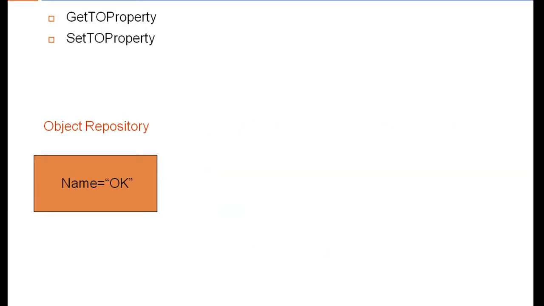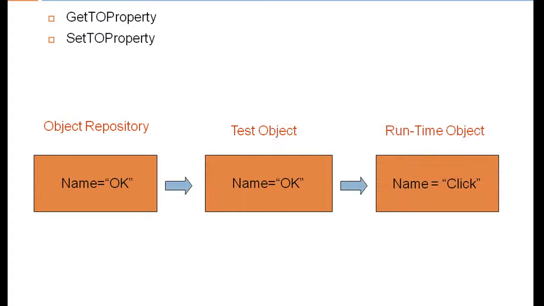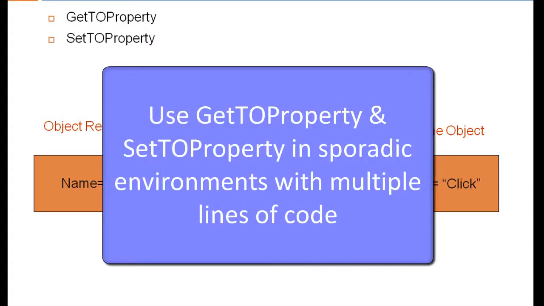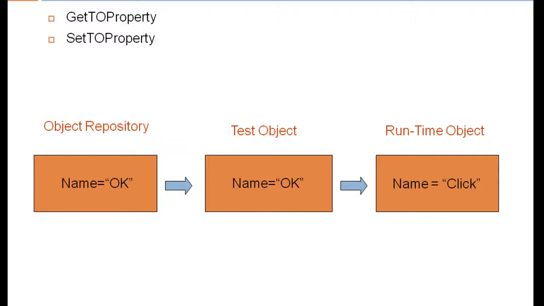When the test is rerun, a new copy of the test object is created with the original property values stored in the object repository. You can consider using GetROProperty and SetTOProperty when your test script has multiple lines of code, or your environment is sporadic. For a note, there is no SetROProperty.